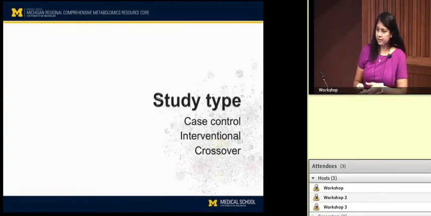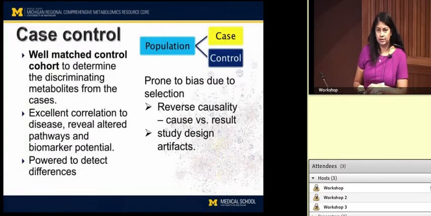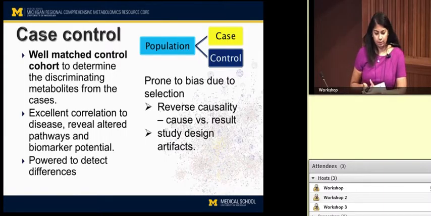So what study type is good for metabolomics experiments? Case control studies, usually drawn from the population, well-defined cohorts with a well-matched control, are ideal for studying metabolomics. They usually have excellent correlation to the disease studied. They reveal altered pathways. They have biomarker potential if they are adequately powered to detect differences.